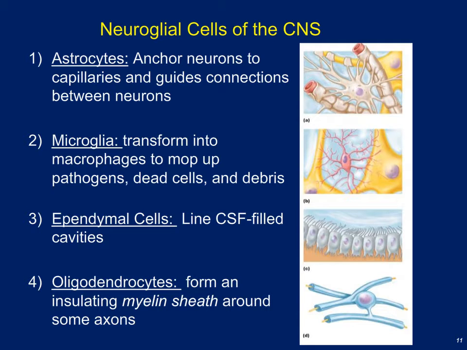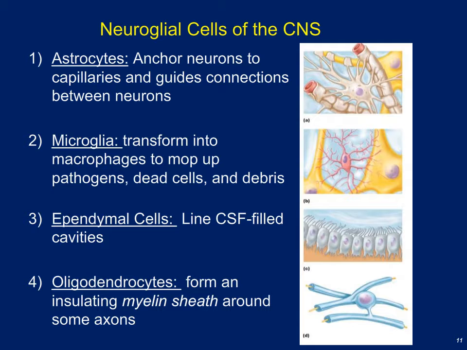Now that we've talked about neurons, we need to go on and talk about the neuroglial cells. Remember, neuroglial cells were accessory cells that are part of nervous tissue, but the big difference between them and neurons is they do not actually generate any type of action potentials or electrical charges. And neuroglial cells include things like astrocytes, microglia, ependymal cells, and oligodendrocytes. These are the neuroglial cells found within the CNS, or central nervous system. Remember, that means brain and spinal cord.